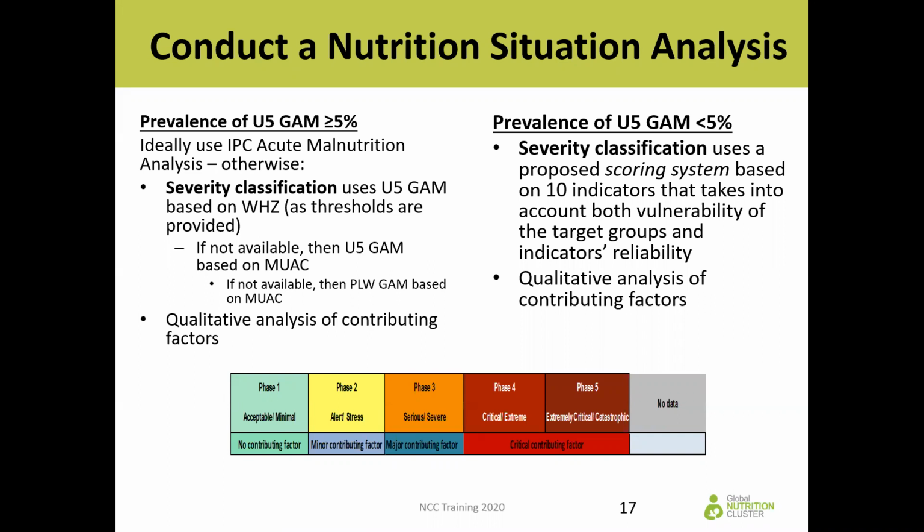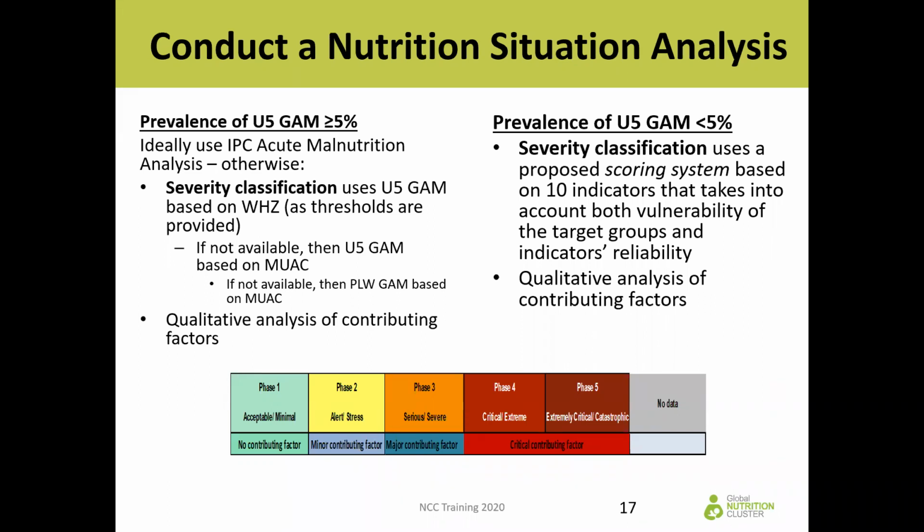So it's more comprehensive, but right now there are no thresholds provided at global level. So therefore, right now for the guidance, we're suggesting that the severity classification is based on GAM based on weight for height. If that is not available, then we suggest basing the severity classification on GAM based on MUAC. And if in rare circumstances that information is not available, then GAM based on MUAC for pregnant and lactating women.